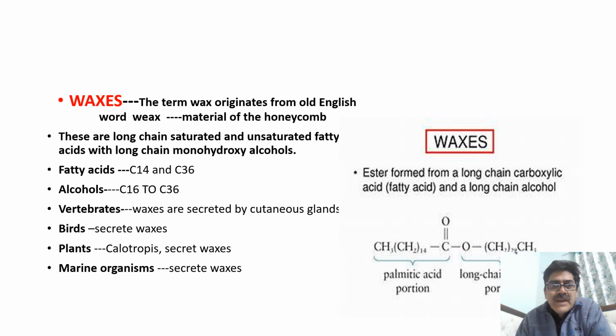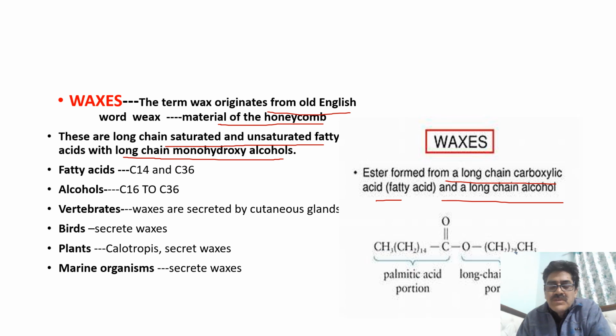Now the term wax originates from the Old English word weax, meaning material of the honeycomb. Now waxes are basically esters. They are long chain saturated and unsaturated fatty acids with long chain monohydroxy alcohols. So ultimately they are esters, esters from a long chain carboxylic acid, that is fatty acid, and a long chain alcohol. So last time we just said what is an ester.